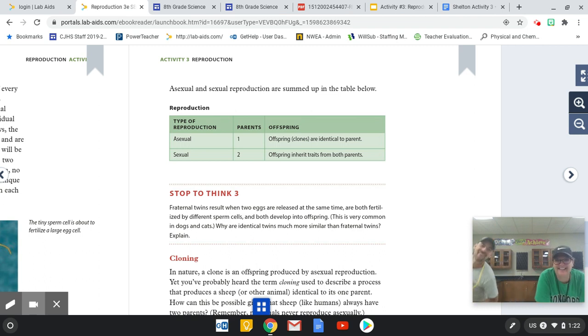So let's go ahead and answer Stopping to Think number 3. It states: fraternal twins result when two eggs are released at the same time, are both fertilized by different sperm cells, and both develop into offspring. This is very common in dogs and cats. Why are identical twins much more similar than fraternal twins?